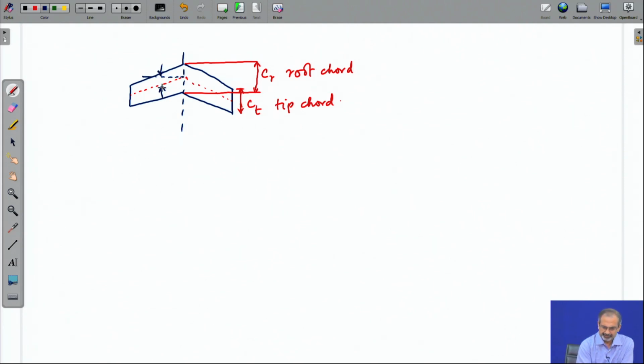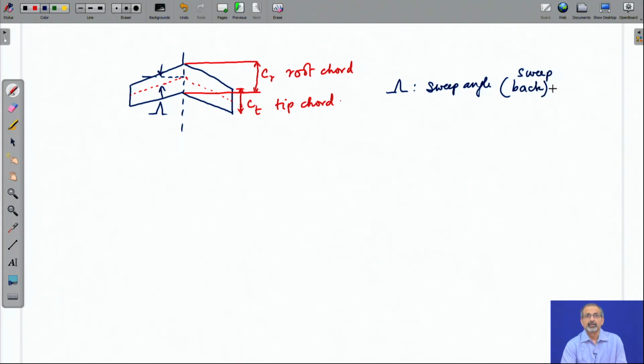This angle is called, let us mark it as capital lambda. So, capital lambda is the sweep angle. If it is non-zero, then we have a swept wing. Here it is sweep back, that means it is swinging back towards the fuselage direction this way. If it was sweeping forward, the angle would have moved the other way.